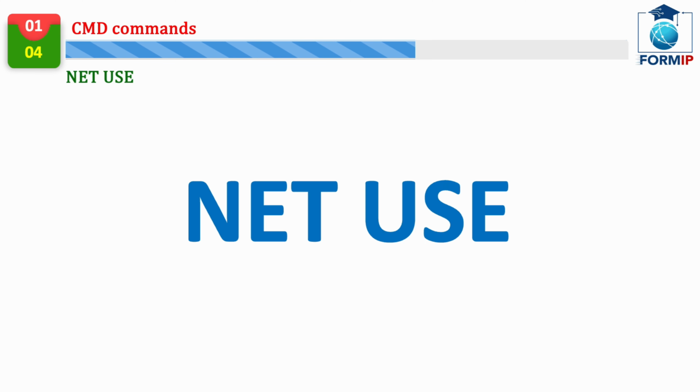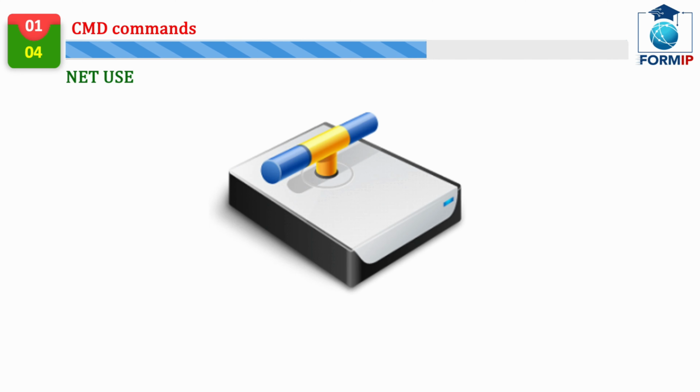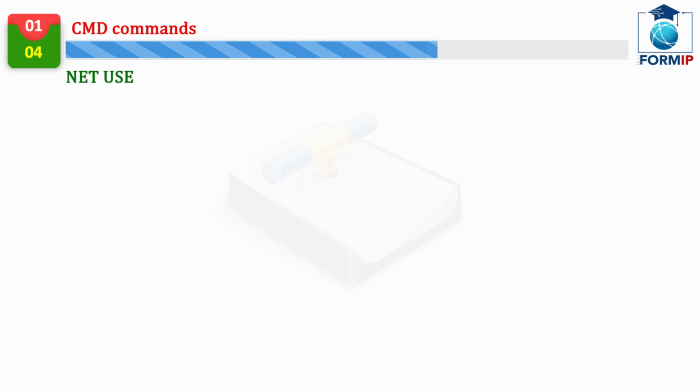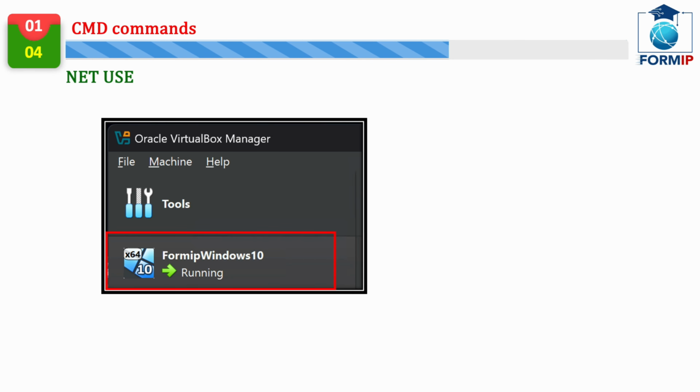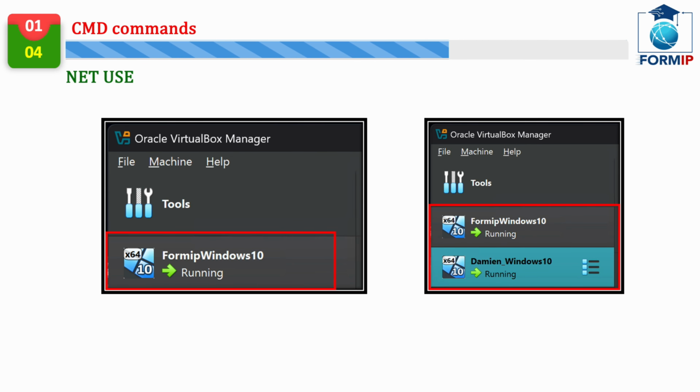Net use. Before closing this course on Windows commands, we will talk about the net use tool that allows you to mount a hard drive from another PC. In fact, it is simply a sharing. Before that, to understand how it works, we're going to do some preparations in VirtualBox. Currently, we have a VM called Formip Windows 10. What we're going to do is restart a complete installation of Windows to have in all 2 VMs, with bridge access.